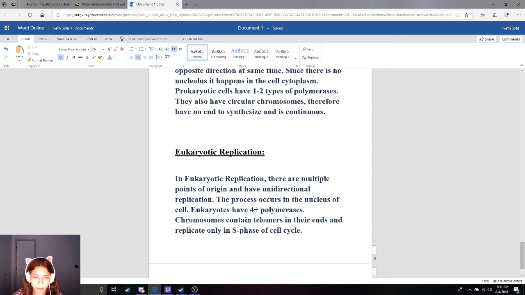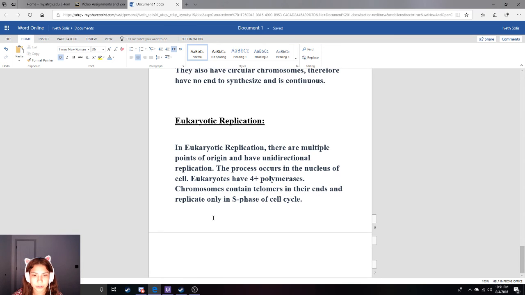replication has multiple points of origin and unidirectional replication. The process occurs in the nucleus of the cell. Eukaryotes have 4+ polymerases, and chromosomes contain telomeres at their ends and replicate only in S phase of the cell cycle.